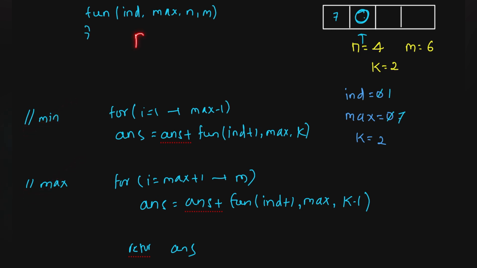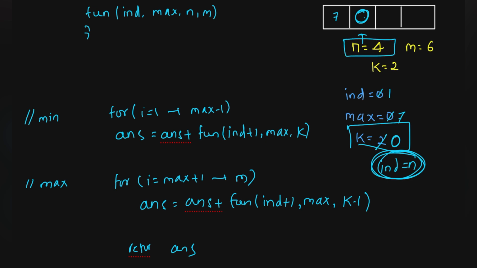Now the question comes, what will be the base case? Let's try to understand. Say for example my value of k equals 0. Now this is one case, and say for example my index has reached n, which means I cannot insert elements beyond n, because n is the size of my array. So can I say if my index is equal to n, I need to stop? But the point is, when should I stop?